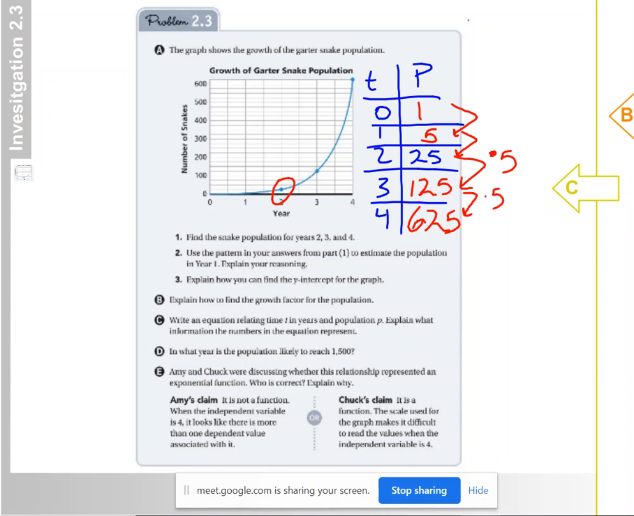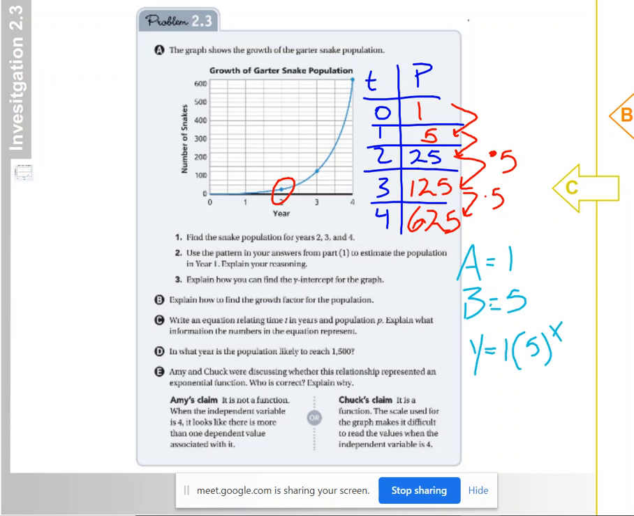All right. So then we have our table. What's our A value and what's our B value? Our A value is 1, and our B value is 5. And so, what is the equation that follows here? Y equals 1 times 5 to the x power.